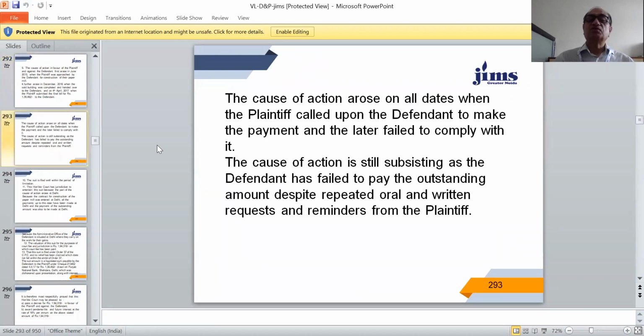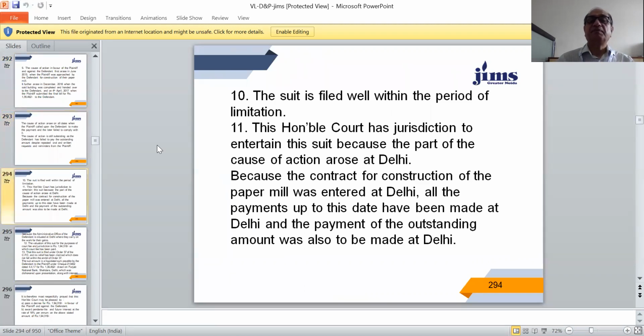Then the cause of action arose on all these dates when the plaintiff called upon the defendant to make the payment and the latter failed to comply with it. And the cause of action is still subsisting as the defendant has failed to pay the outstanding amount despite repeated oral and written requests and reminders from the plaintiff. Para 10: The suit is filed well within the period of limitation.